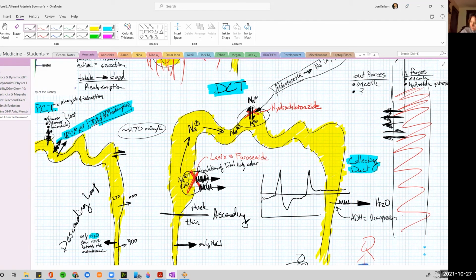So what's the difference between vasopressin and aldosterone? This is something that people confuse a lot. One is a steroid hormone, one is a peptide. Yes, that's true. I had to think about that one for a minute. That's absolutely true. That's really good. What is the difference?